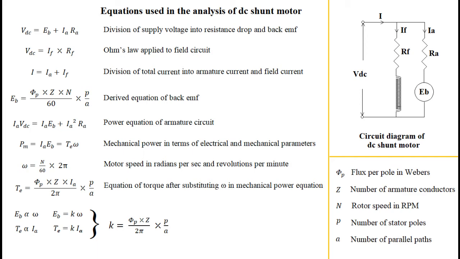The third equation is written using division of total supplied current into two parts. One is armature current and other is field current.